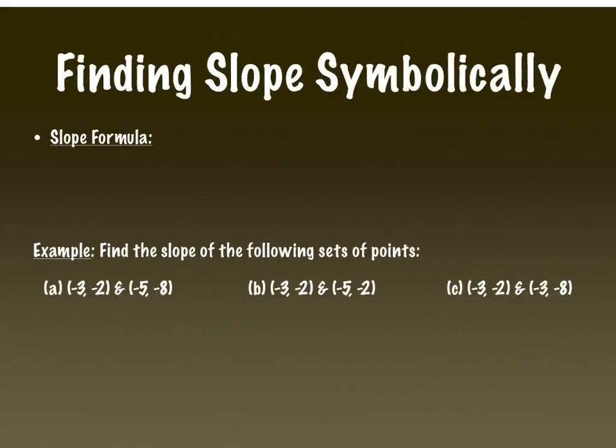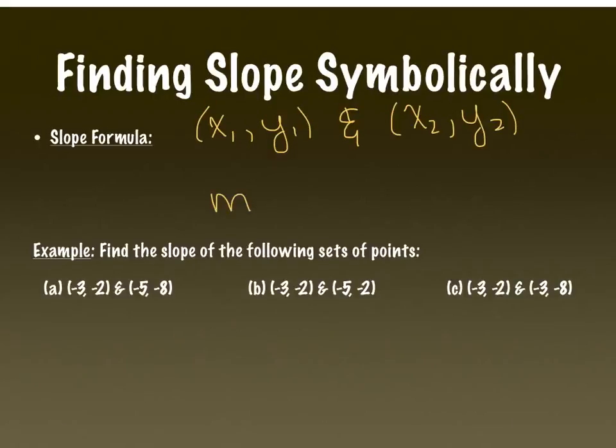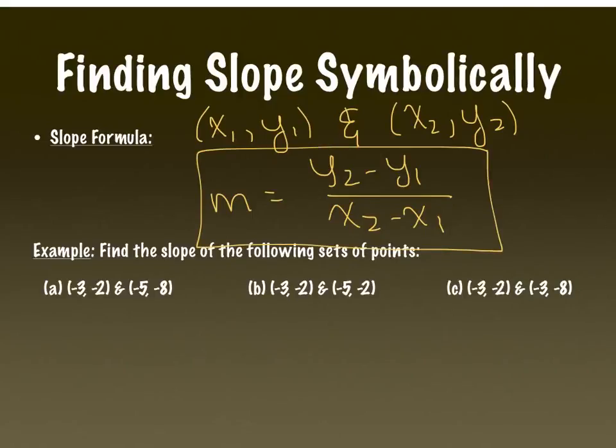Lastly is finding the slope symbolically. In order to do so, we're going to use a formula. If we have 2 points that are on the same line, (x1, y1) and (x2, y2), we can find the slope by using the formula y2 minus y1 divided by x2 minus x1. And this again is showing us the change in our y values divided by the change in our x values. We're going to use this formula to find the slope of the following sets of points.